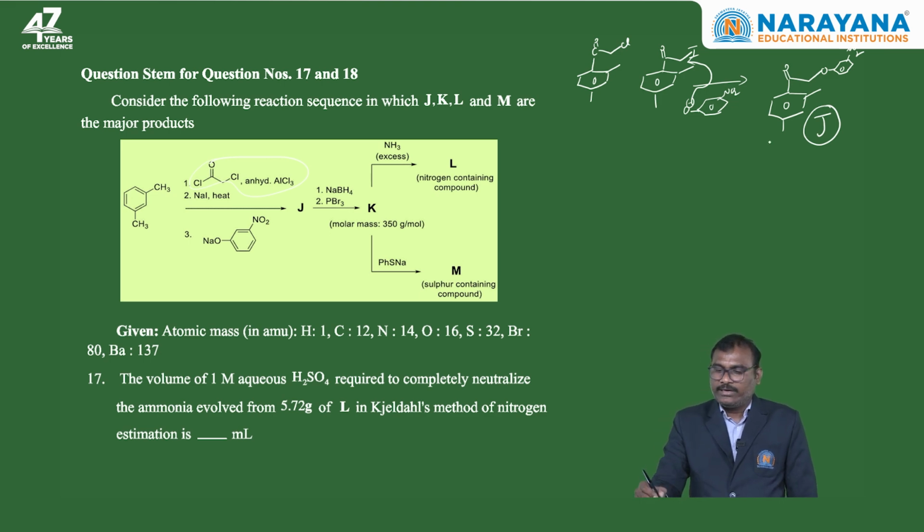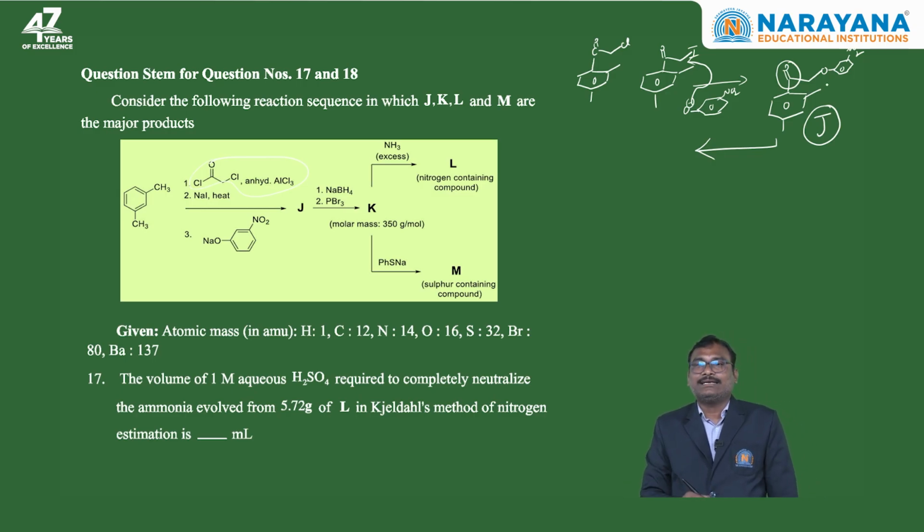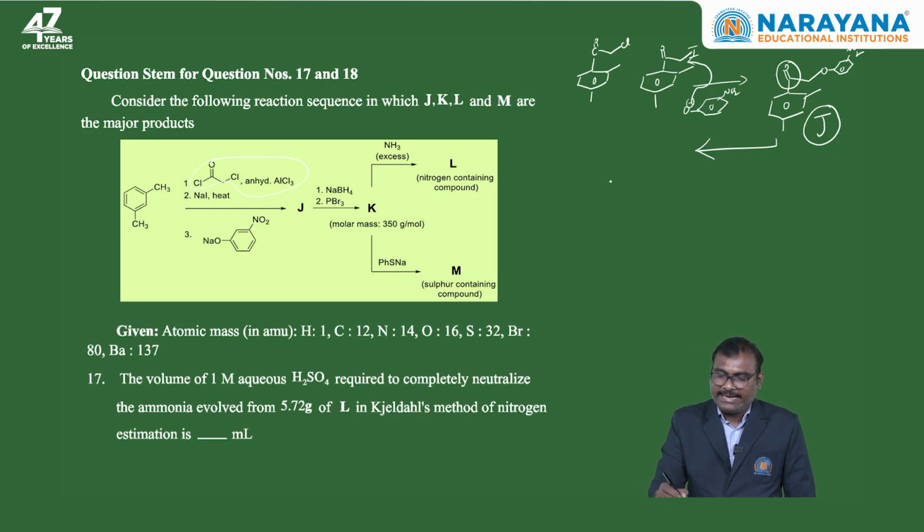Sodium borohydride acts on this carbonyl. All the students make a mistake here: they may confuse it as an ester, but there is one CH2 carbon between the C double bond O and the O. It is not an ester. Sodium borohydride converts the ketone into a secondary alcohol, followed by PBr3, that is bromination, where the SN2 mechanism again occurs.